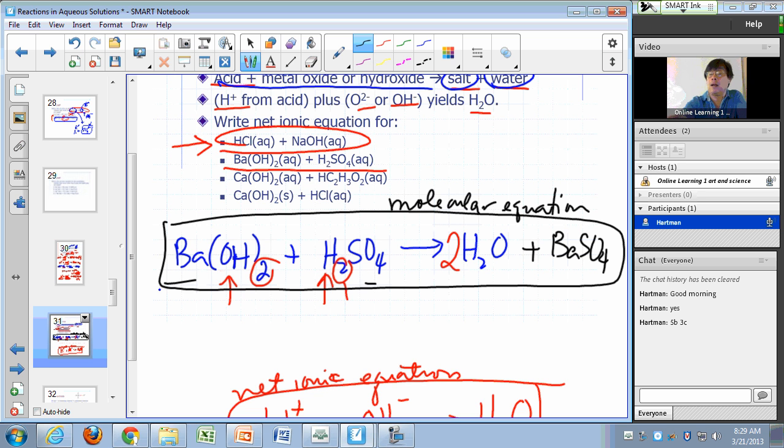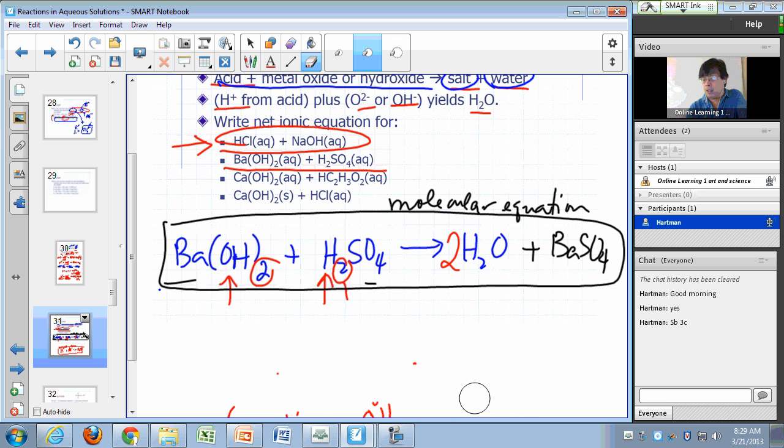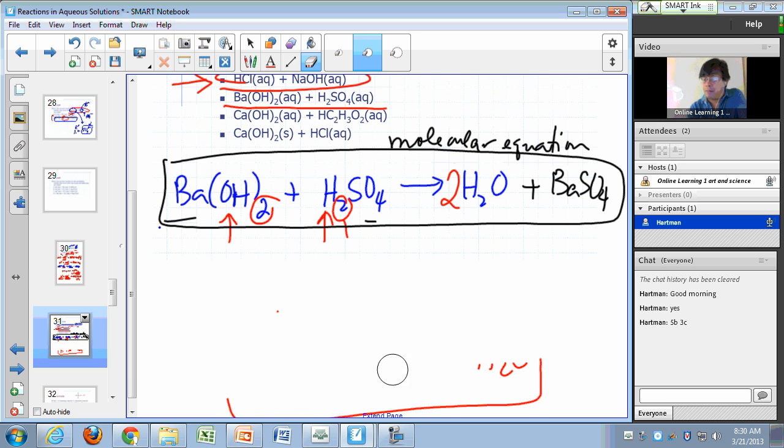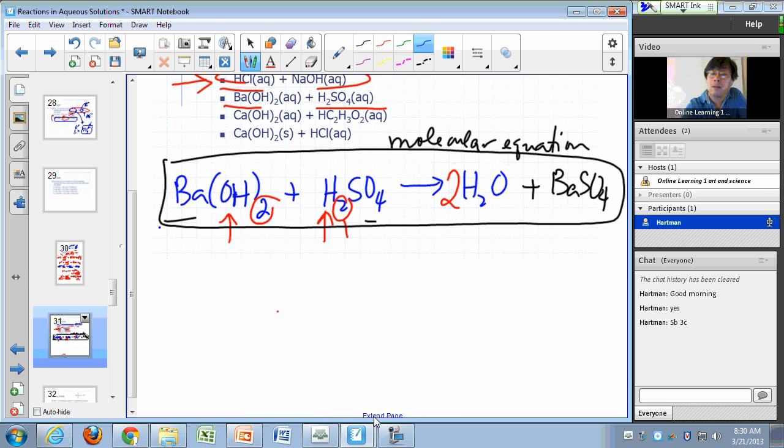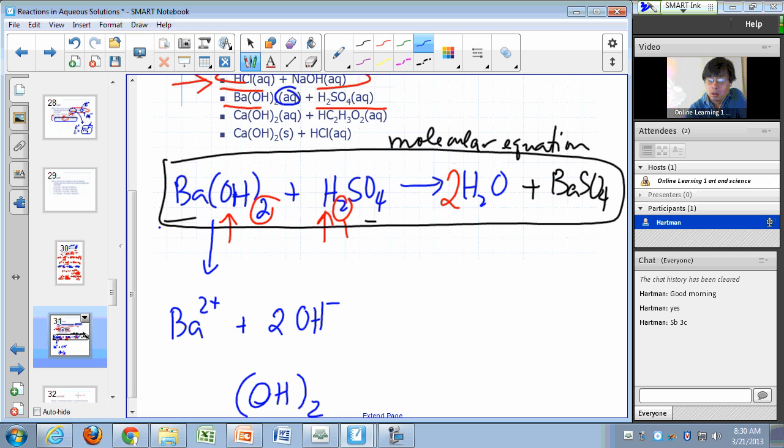How do I write the net ionic equation? Well, let's see. I know my barium hydroxide is in aqueous solution because it says so right here. So this barium hydroxide has to be written as barium plus 2 hydroxides. Okay? It's not OH2. Don't write it that way. You have 2 hydroxides coming from barium hydroxide. And your H2SO4 is a strong acid, so I write it as 2H plus sulfate.